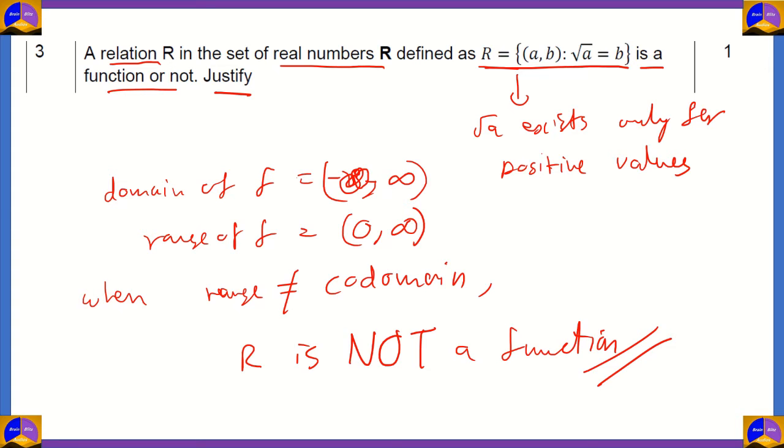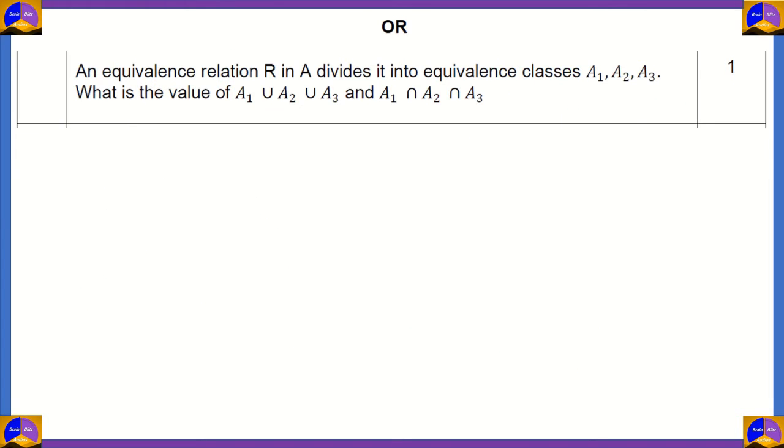Now this was the first part of the third question. We also have an OR question associated with question 3. Now this question states that an equivalence relation R in the set A divides it into equivalence classes A1, A2, and A3. You need to find the value of A1 union A2 union A3 and A1 intersection A2 intersection A3.